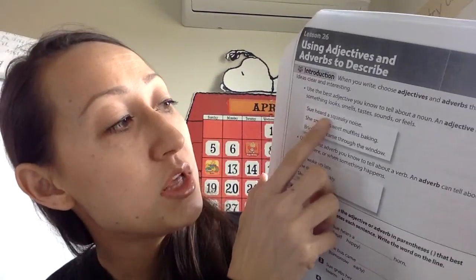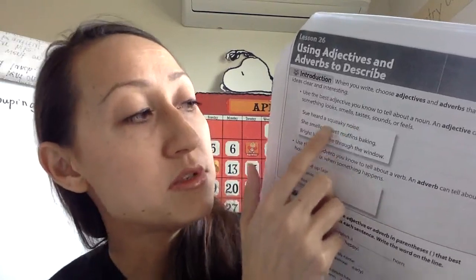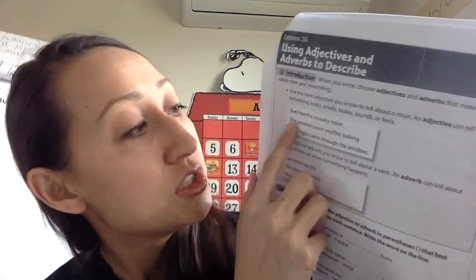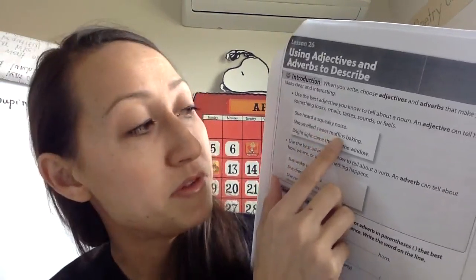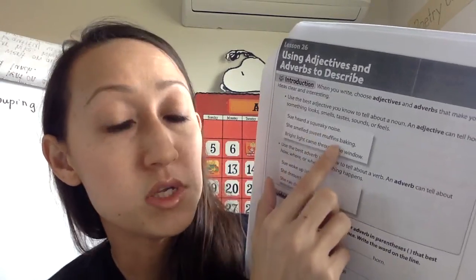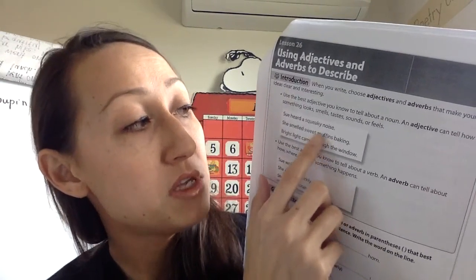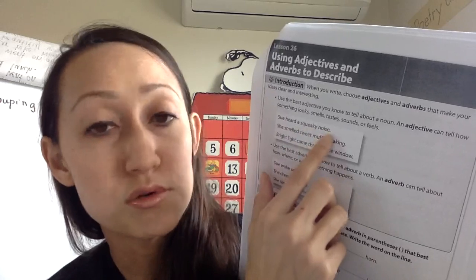Another thing you're going to do for ELA today is work on adjectives and adverbs. We know that adjectives are words that describe a noun. Some examples: Sue heard a squeaky noise, so the adjective is squeaky. She smelled sweet muffins baking. The adjective is sweet because it's describing the muffins, and squeaky is describing the noise.